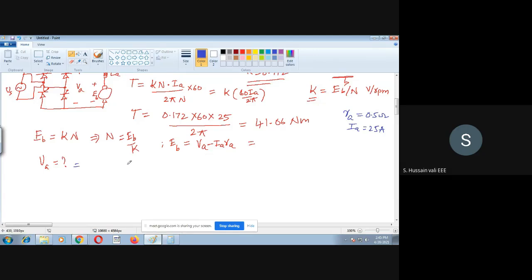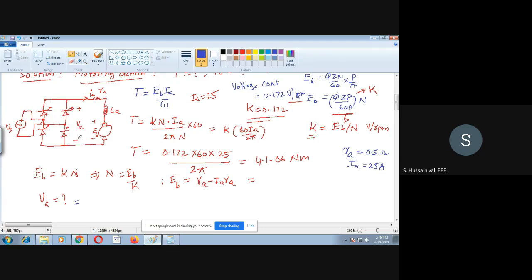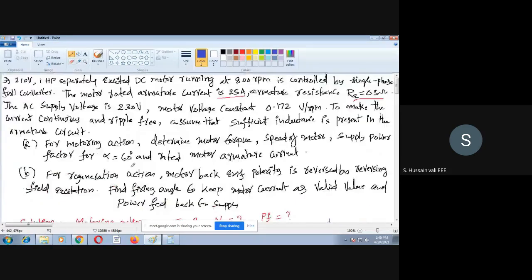What is VA in this problem? VA is nothing but the output of the full converter. What is the equation for the output of the full converter? Last class, if you recall, we got two equations for the output of the full converter. One is for discontinuous conduction mode, the other is for continuous conduction mode. Now we will see which mode this is. If you see here, to make the current continuous and ripple free, the current is continuous and ripple free. I told you already that.